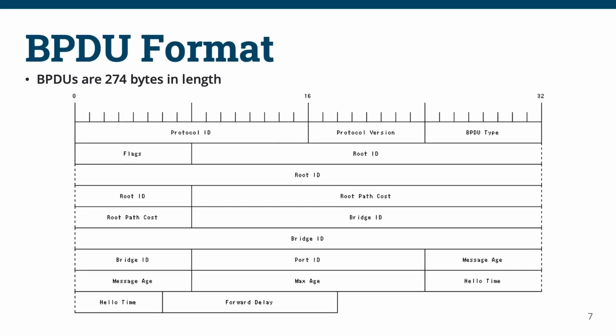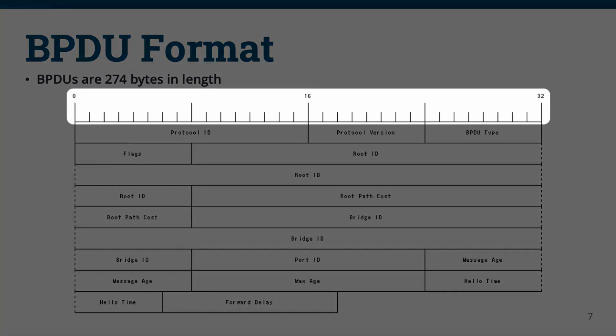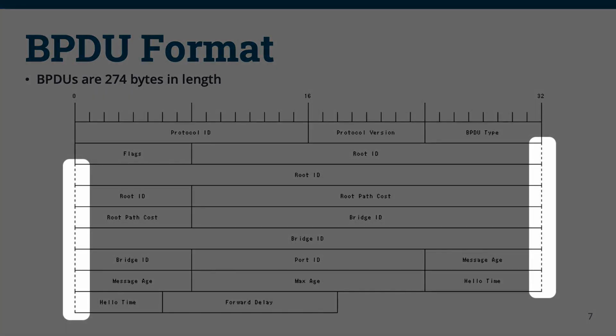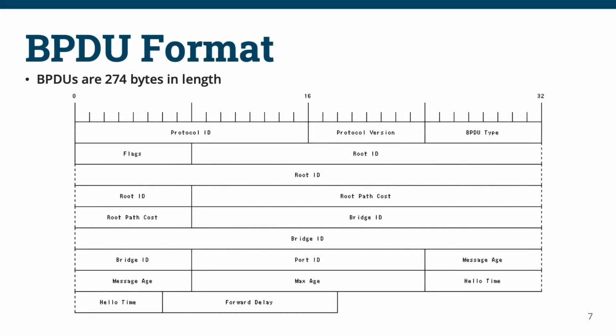Here, we just have a different display format of the same information. The 802.1d BPDUs are 274 bytes long. This field here is 32 bits wide, with these dotted lines indicating that the field extends into the next row.